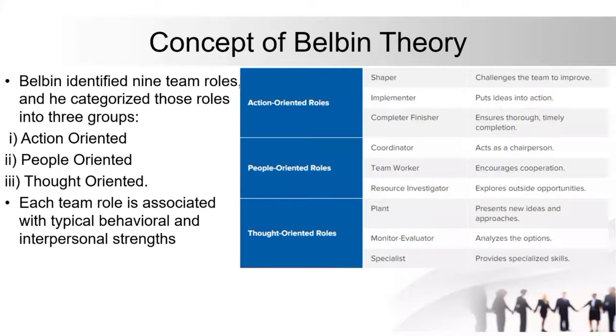Concept of Belbin theory. Belbin identified nine team roles and categorized them into three groups: action-oriented, people-oriented, and thought-oriented. Each team role is associated with typical behavioral and interpersonal strengths. The action-oriented role is divided into three categories: shaper, implementer, completer finisher. The people-oriented role is also divided into three: coordinator, team worker, and resource investigator. The thought-oriented role is divided into three as well: plant, monitor evaluator, and specialist.